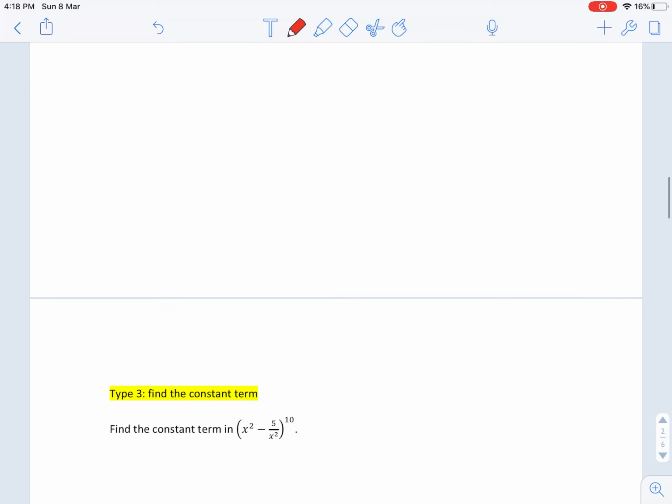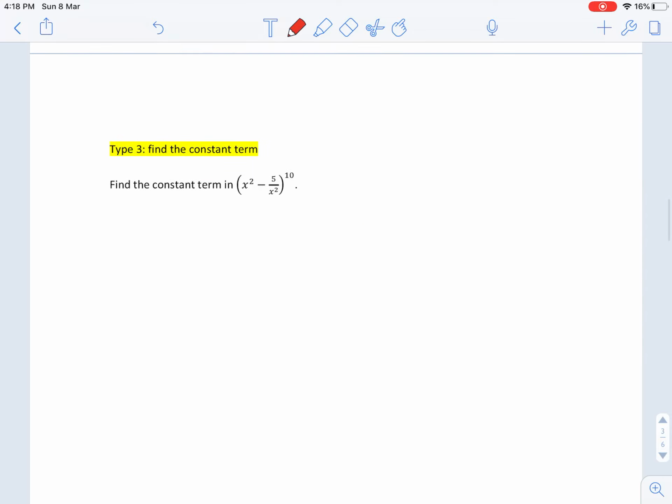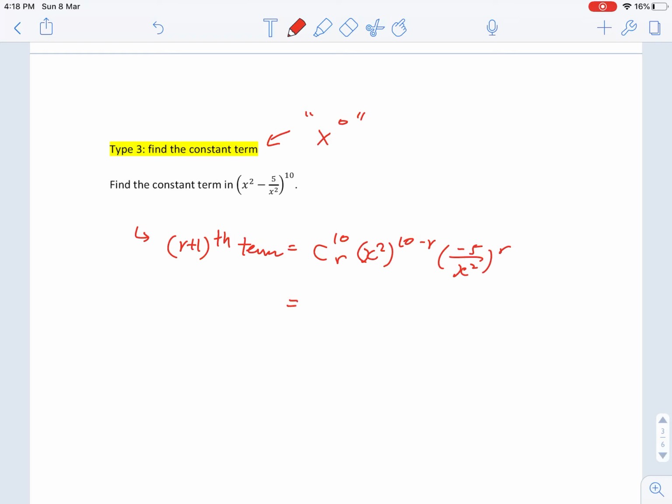Okay, so type number 3 is to find a constant term. Whenever we see the word constant, that means we are actually finding the x to the power of 0 term. First step, the same: write down the general term, which is 10 choose r, x squared to the power of 10 minus r, and then times negative 5 over x squared to the power of r. Therefore, you have 10 choose r, x to the power of 20 minus 2r, and then negative 5 to the power of r, and then x to the power of negative 2r.